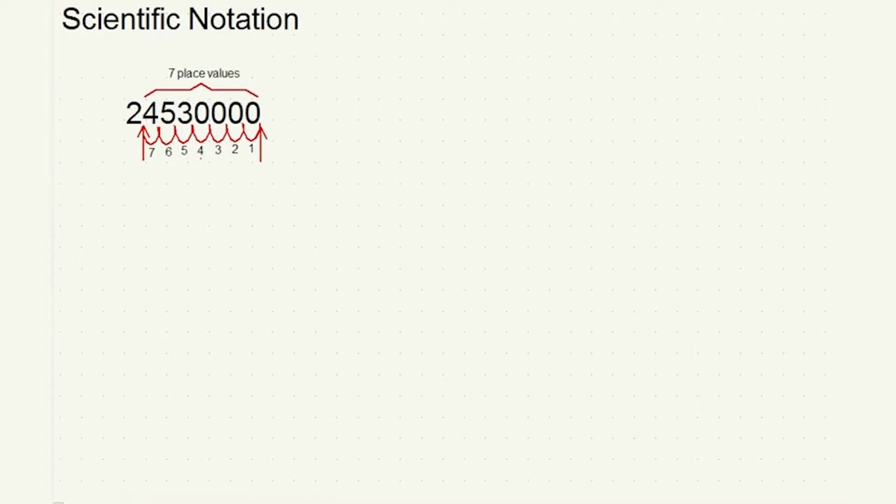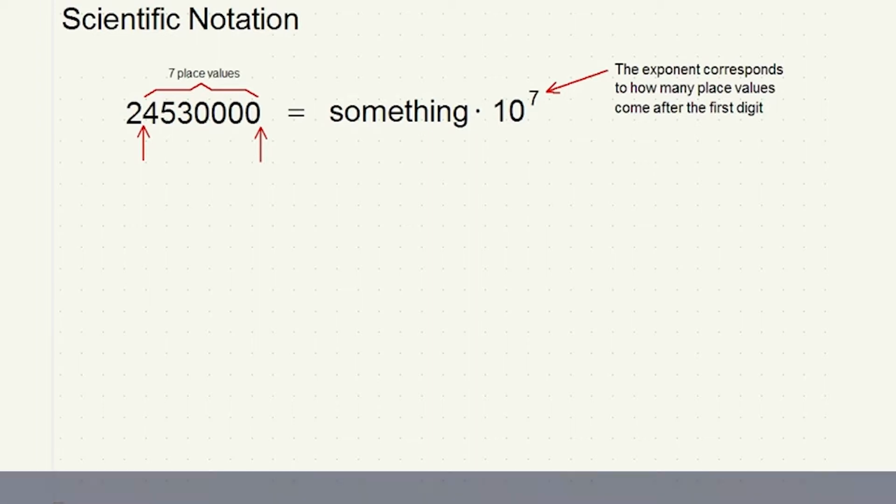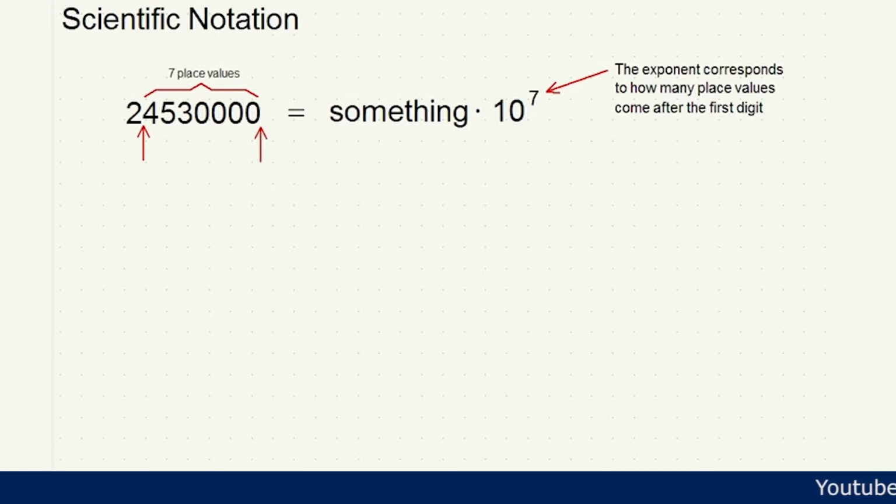However it is that you come up with the number 7, that's going to be the exponent on 10 when we rewrite this number in scientific notation. So we know for sure that it's going to be something times 10 to the 7th. But what is that something? Well, it turns out that I just have to look at the first few digits in the original number that are not 0, and use those as the first part of the scientific notation, like this.